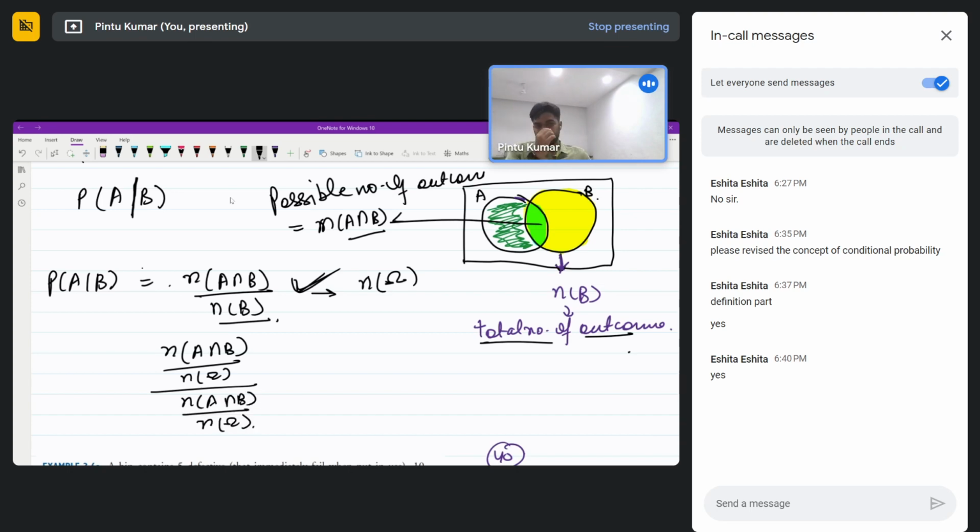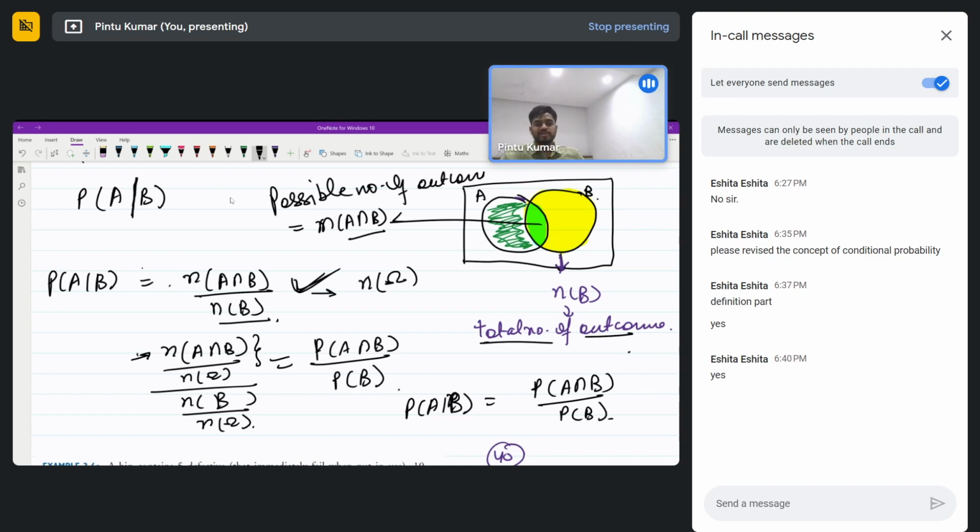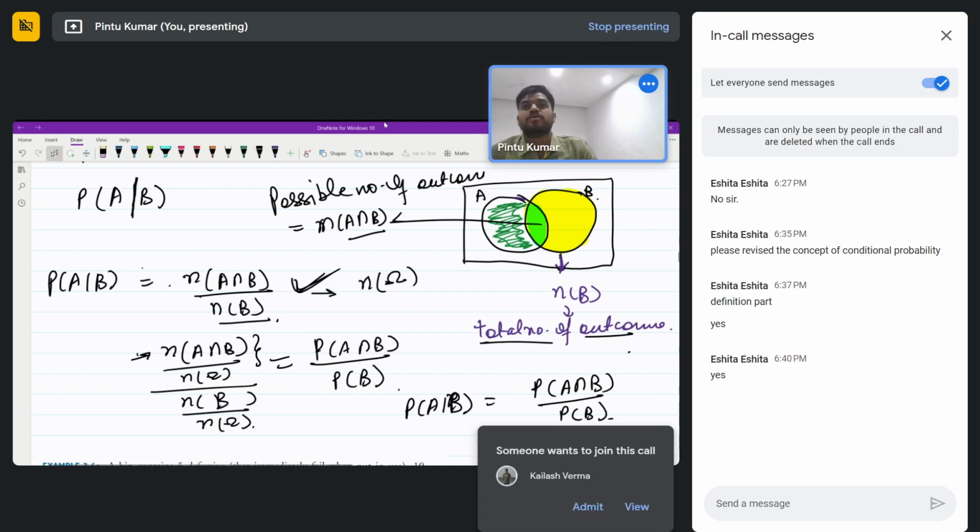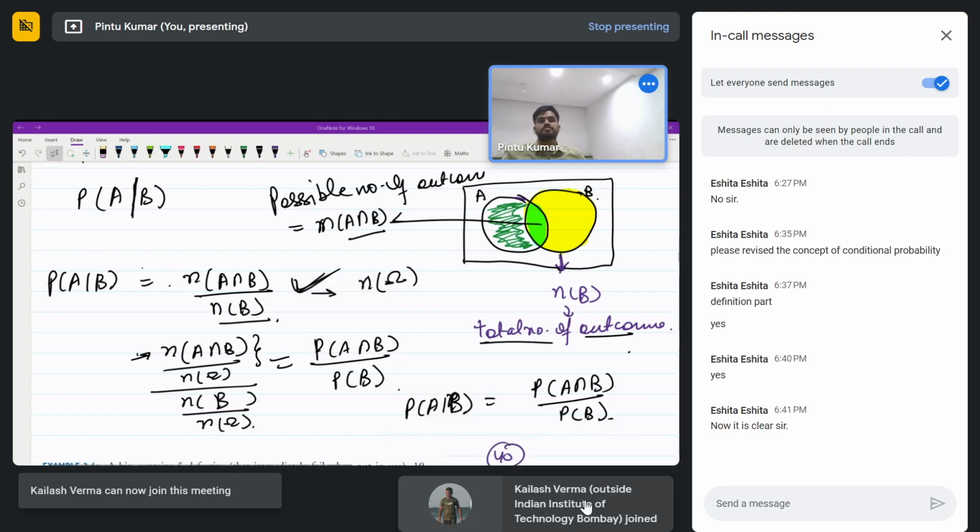So now the upper part would be nothing but probability of A intersection B, because this is the total number of outcomes in A intersection B, divided by the total possible number of outcomes. And the denominator, sorry, this should be B, is B in the denominator. This would be probability of B, right? So that's how we reach the definition of probability of A given B, that is probability of A intersection B divided by probability of B. Am I clear? Ishita, was I clear? Okay, thank you.